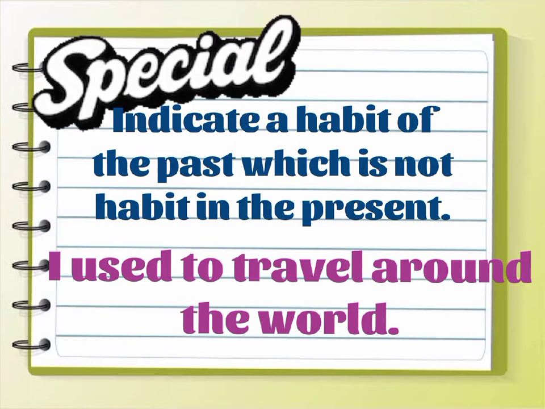So sa statement na po yan or sa sentence po na I used to travel around the world, meaning noon is nag-travel ka around the world pero ngayon sa present, hindi mo na yun ginagawa. So yan yung, it can also indicate the habit of the past which is not a habit in the present.